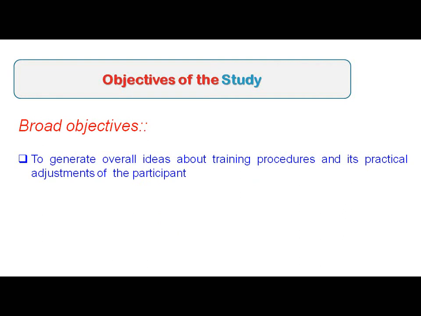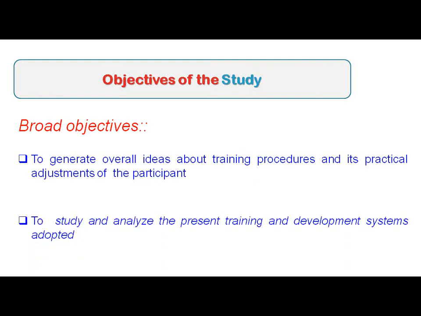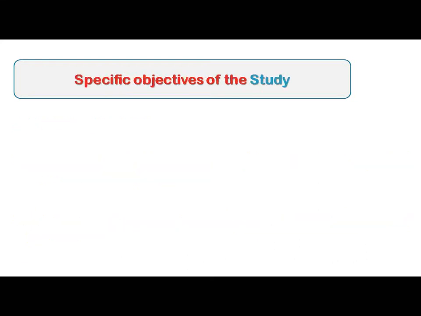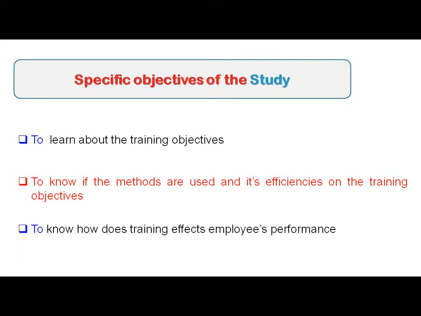The respective objectives that I have set for the topic are categorized into two ways. Number one, broad objectives: to generate overall ideas about training procedures and its practical adjustment of the participant, and to study and analyze the present training and development system. Number two, specific objectives: to learn about the training objectives, to know which methods are used and their efficiency in training objectives, and to know how training affects employees' performance.